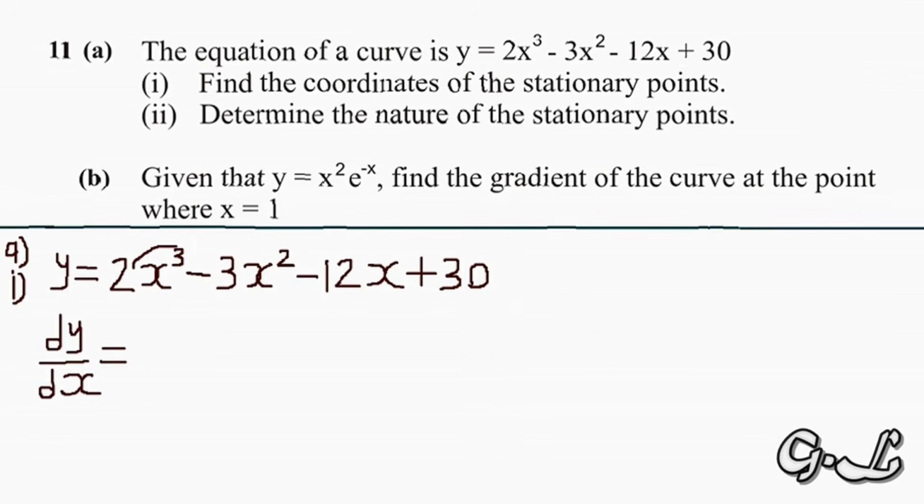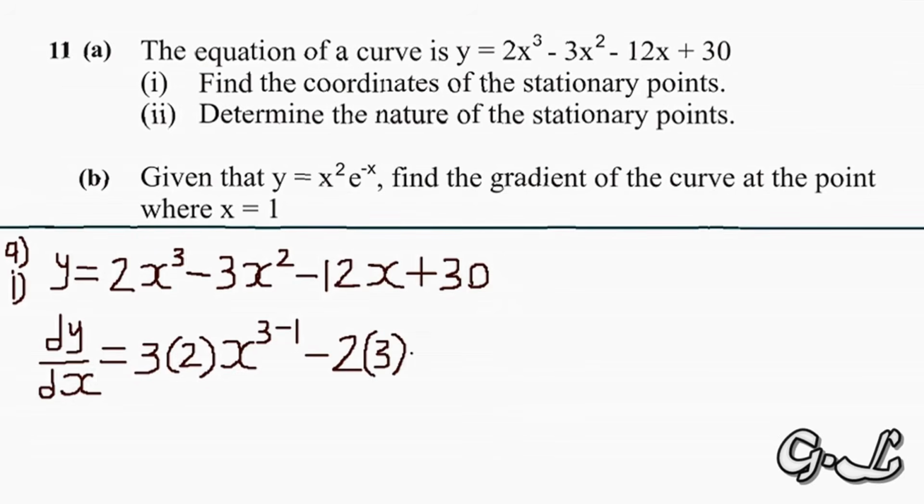The way we differentiate is that we have to get the power. With the first term, we have x to the power 3. So the power is 3, and we multiply 3 with the coefficient: 3(2)x^(3-1). Again, there we do the same: 2(3)x^(2-1). And then minus 12x.